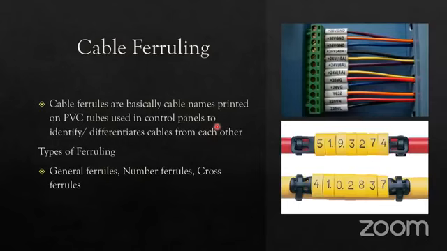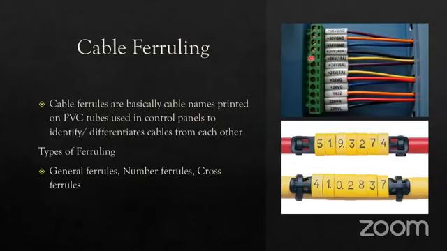Then once you select the cable, for the wiring purpose, you will need cable ferruling. Cable ferrules are nothing but the numbers or names of the cable that are put over the cable to differentiate the cables from each other. Like if you don't have a ferrule, you cannot simply check the cable and say, okay, this is going to this instrument. You will need to give a name. So that is cable ferruling. Cable ferrules are a kind of PVC material tube that is put on both ends of the cables.